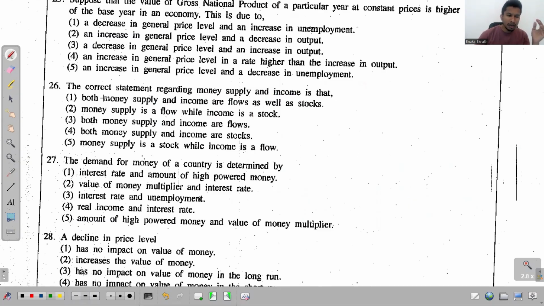We'll read the first one. The first option says both money supply and income are flows as well as stocks. Income is a flow concept, whereas money supply is a stock concept. So this is wrong. Then the second one, money supply is a flow concept. No, money supply is a stock concept, while income is a flow concept. This is also wrong. Both money supply and income are flows. No, wrong. You know the reason. Both money supply and income are stocks. Again, wrong. Money supply is a stock concept, yes, while income is a flow concept. 100% correct. So for this question 26, the fifth one is the answer.